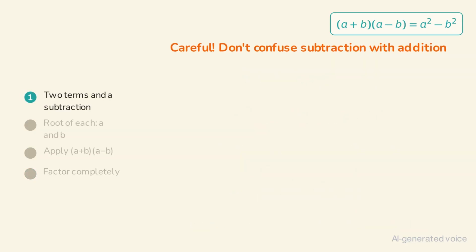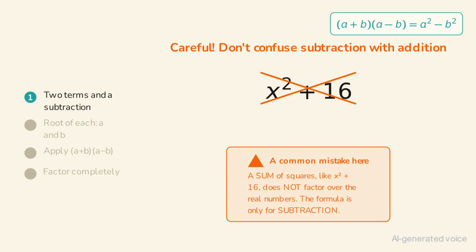Before moving on, an important warning, because people get this wrong a lot. The formula only works when there is a subtraction. If instead of subtraction there were an addition, like x squared plus 16, that cannot be factored over the real numbers. Remember it, a sum of squares stays put. The formula is only for the difference, for the subtraction.